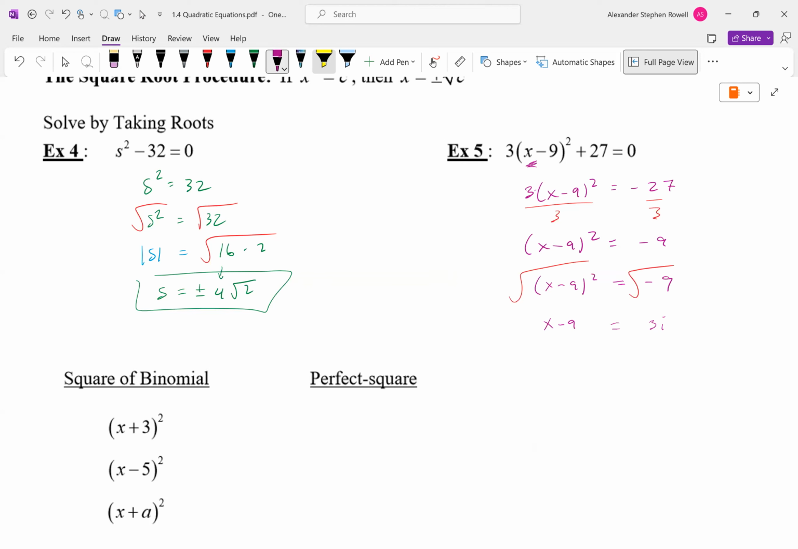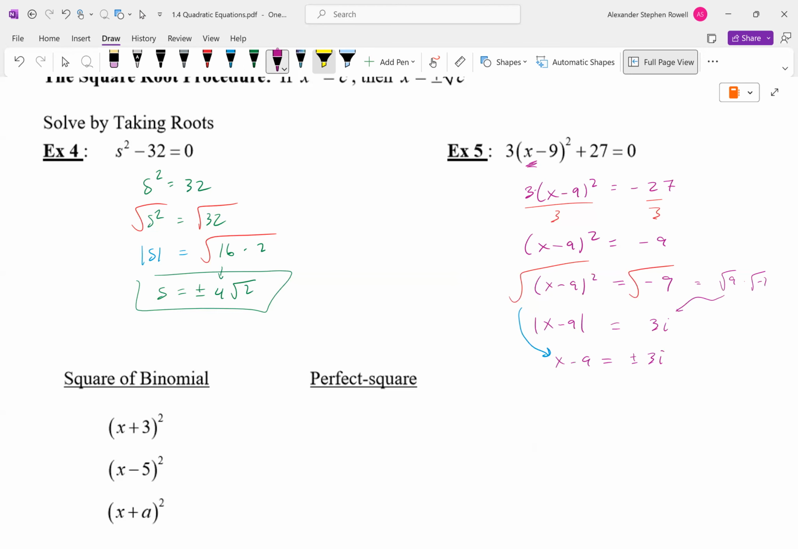Plus or minus, yeah, okay. So this should have an absolute value. This can be thought of as square root of 9 times square root of -1, which is 3i. So x minus 9 is equal to plus or minus 3i. And I'm certainly okay with you skipping straight to this step. Just remember the plus or minus.